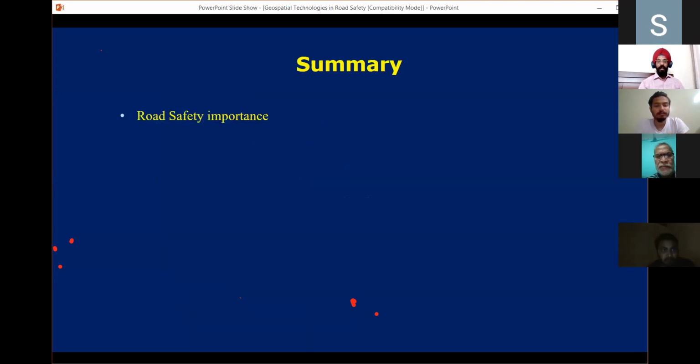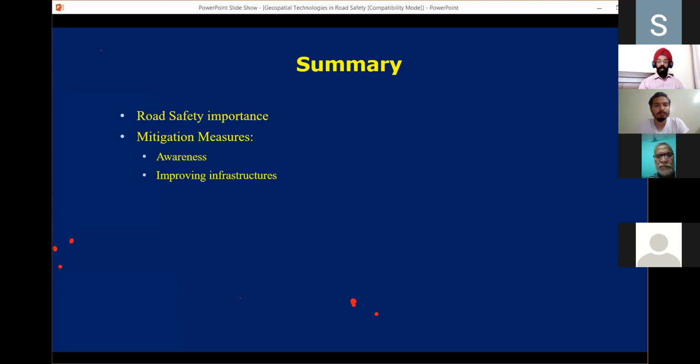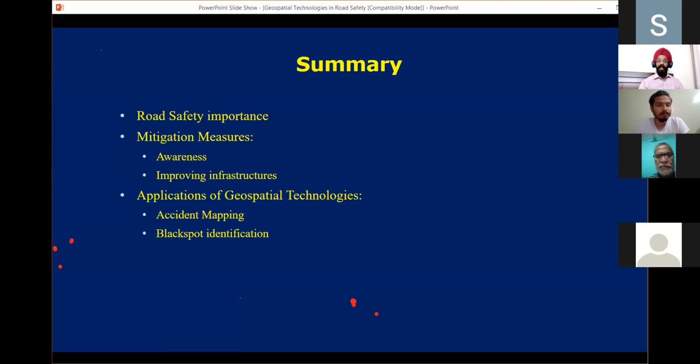So I'll just come to a summary. We discussed road safety importance. Then we discussed mitigation measures also: awareness, improving infrastructure, application of geospatial technologies. We have discussed we can use geospatial technology in accident mapping, black spot identification, heat map generation, planning and analysis.